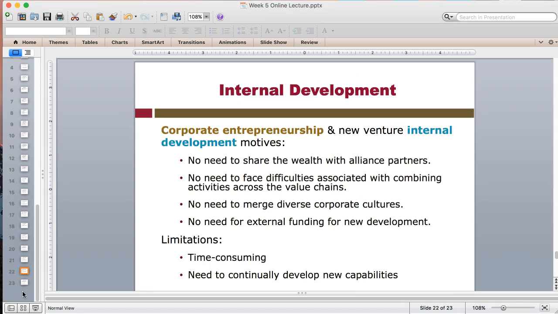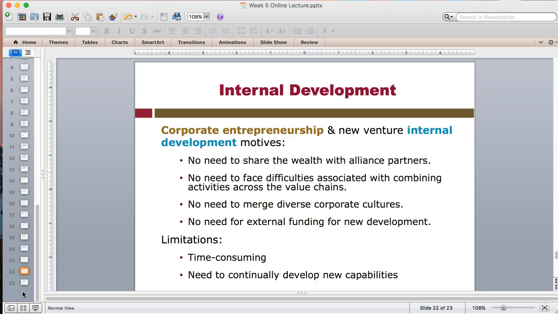Now, the last way to do this is through internal development or corporate entrepreneurship. We're going to talk about that next week. But new venture, internal development, is where you basically just do this on your own. It's kind of like a make or buy decision. What I mean by that is that if you look again at a weakness that you need to fix or a product that you need to develop, there's always a couple of ways to do it.